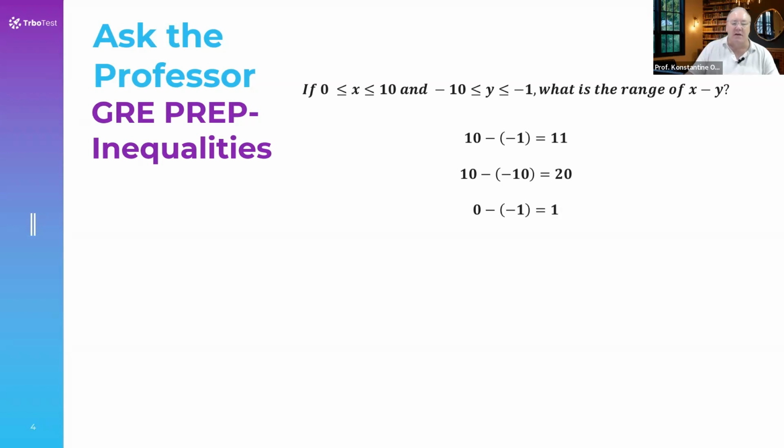Now let's go ahead and do the other side. 0 minus, open parentheses, negative 1, close parentheses, obviously equals 1 because we converted the negative 1 into a positive. Then we have the 0 minus the negative 10, but we have it in parentheses to remind us that it's a positive, so that equals 10. So now we realize what our range is for x minus y. It has to be between 1 and 20. So the range possibility here is 1 to 20.